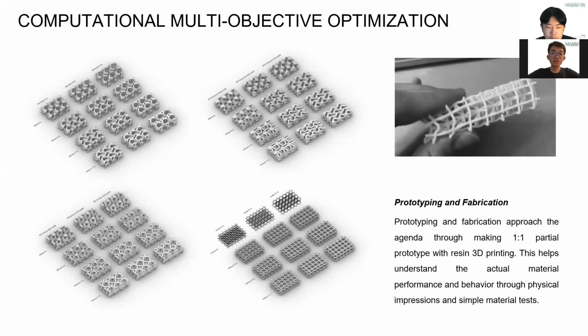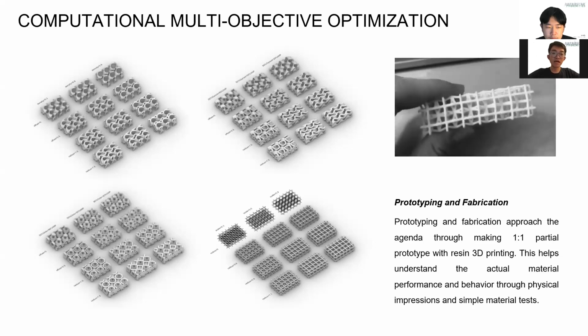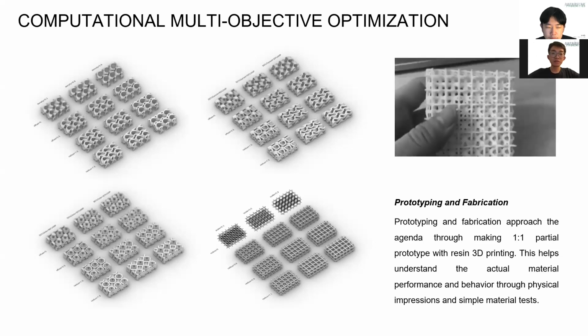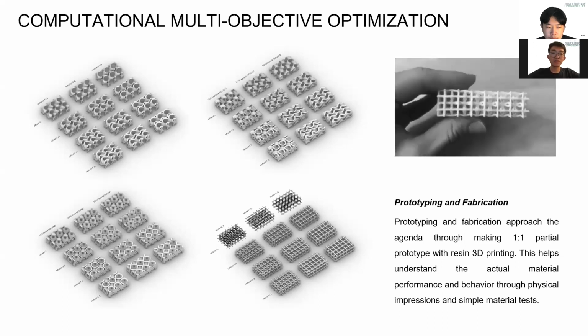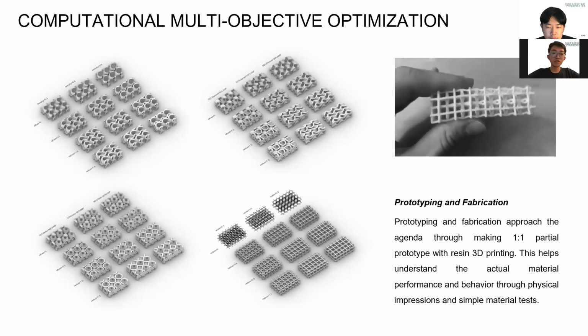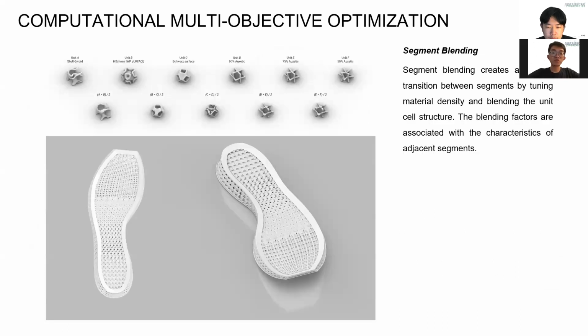Prototyping and fabrication approaches the agenda through making one-to-one partial prototypes with recent 3D printing. This helps understand actual material performance and behavior through physical impressions and simple material tests. Segment blending creates a smooth transition between segments by tuning material density and blending the unit cell structure. The blending factors are associated with the characteristics of adjacent segments.